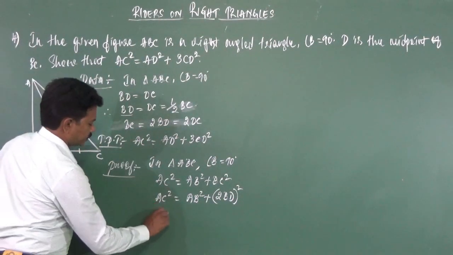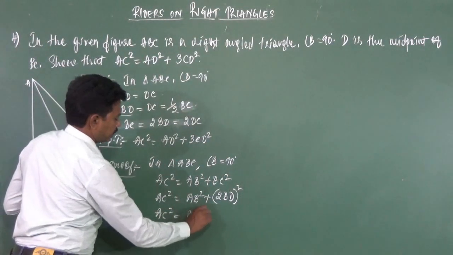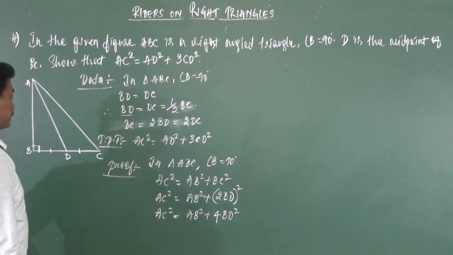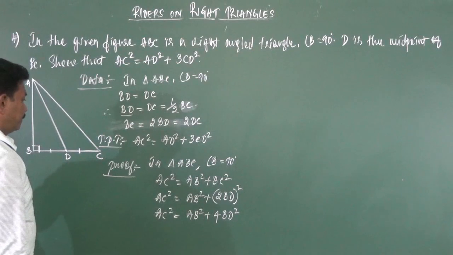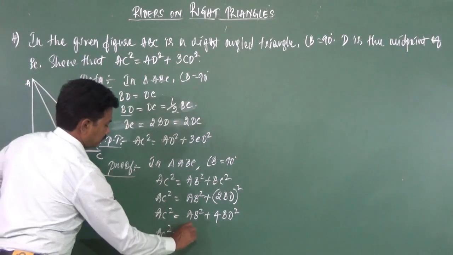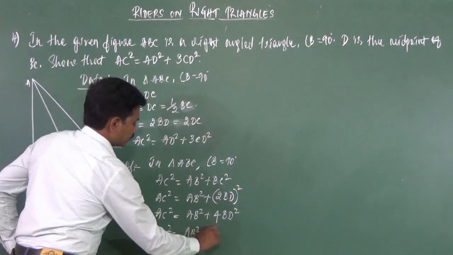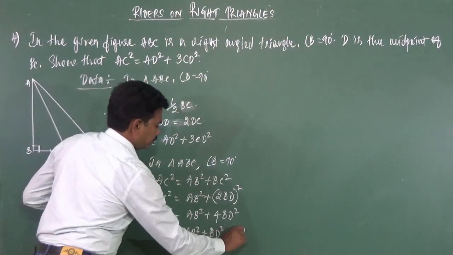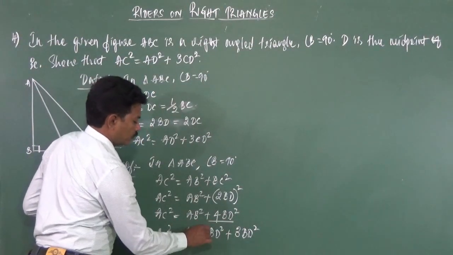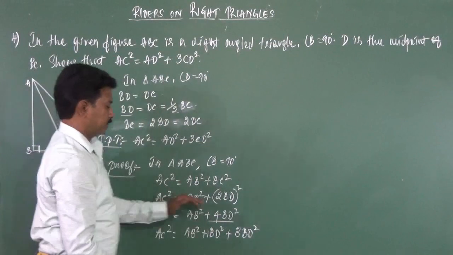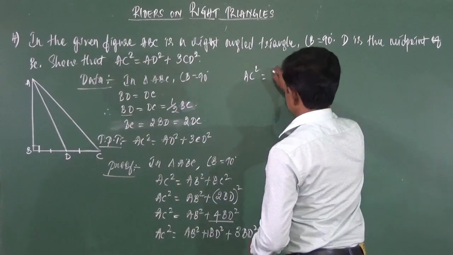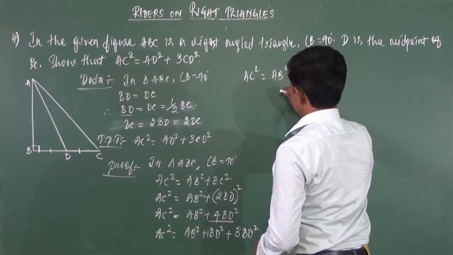So AC square is equal to AB square plus 4BD square. So AC square is equal to AB square plus BD square plus 3BD square. What I have done here is, instead of 4BD square, I have written 1BD square plus 3BD square. So the same thing remains.